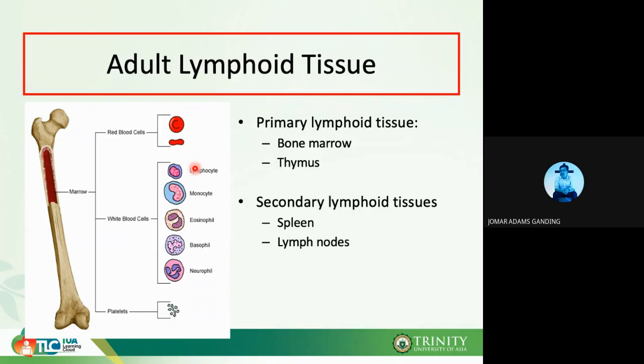Your thymus, on the other hand, is where your T lymphocytes will differentiate. The reason they are called B cell and T cell is because of their site of differentiation. Are we clear?